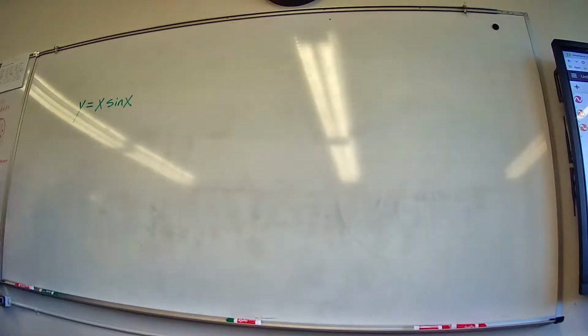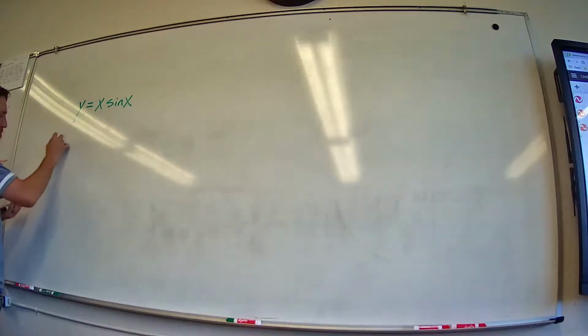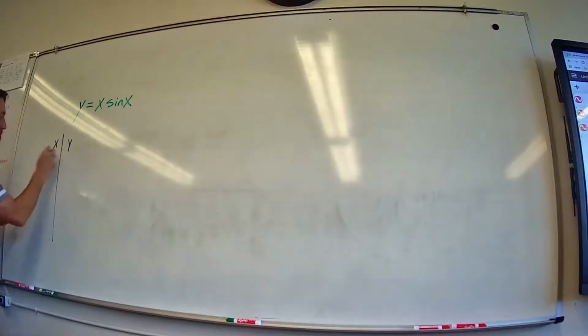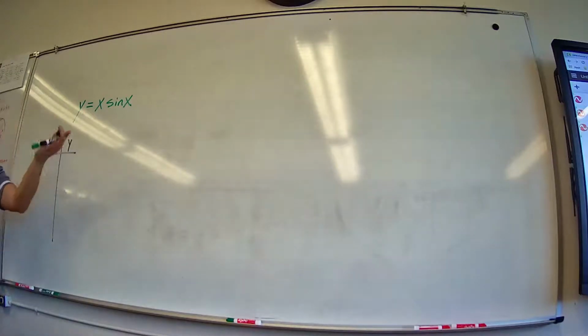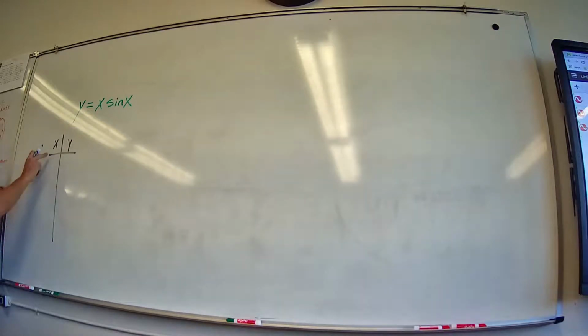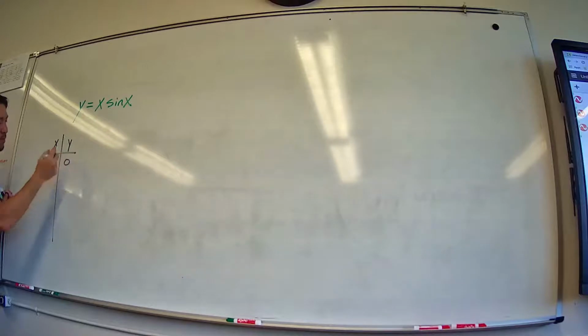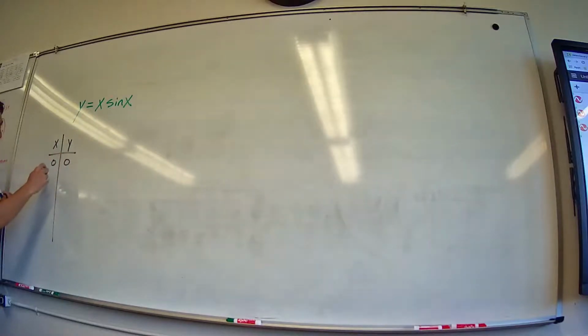I've got another one that's the same kind of idea. For example, if I was making a table of values for this, the upshot's very simple. What are some x values that are interesting? Like 0 gets me 0. How about pi? What does pi get me if I plug pi in there?